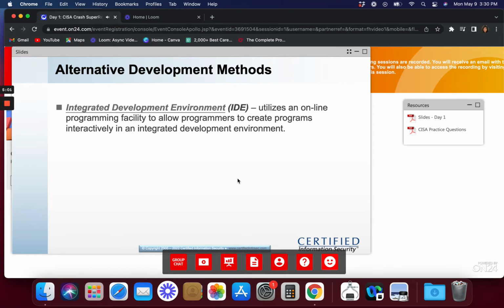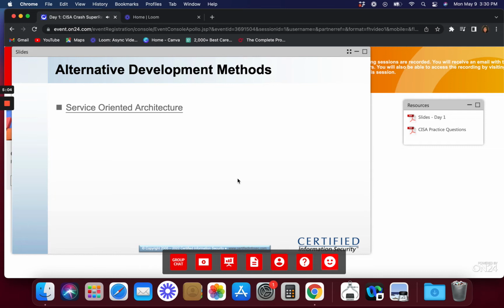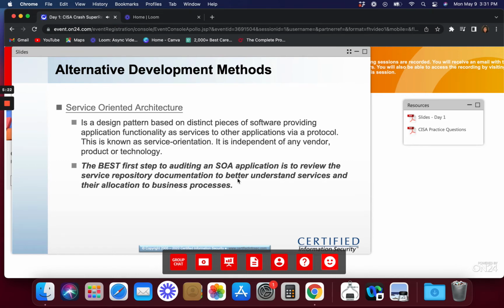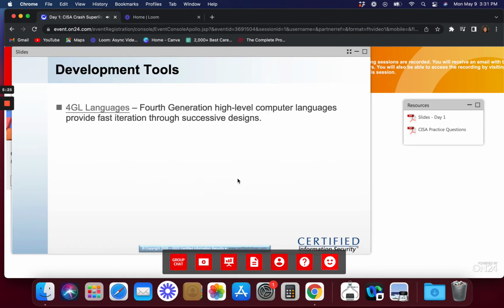Service-Oriented Architecture, or SOA, is also described on the exam. What is it? It is a design pattern based on distinct pieces of software providing application functionality. The nice thing is service-oriented architecture is independent of vendors, products, and technology. Other development tools that you'll need to be aware of: we have 4GL languages, fourth generation high-level computer languages. The advantage is it gives us fast iteration through successive designs.